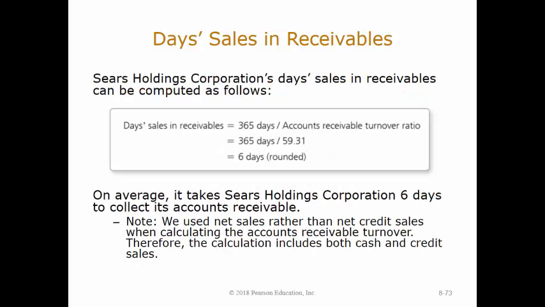Sears Holdings Corporation's days sales in receivables is 6 days. This indicates that on average it takes Sears Holdings Corporation 6 days to collect its accounts receivable. This is the conclusion of the presentation on Chapter 8.